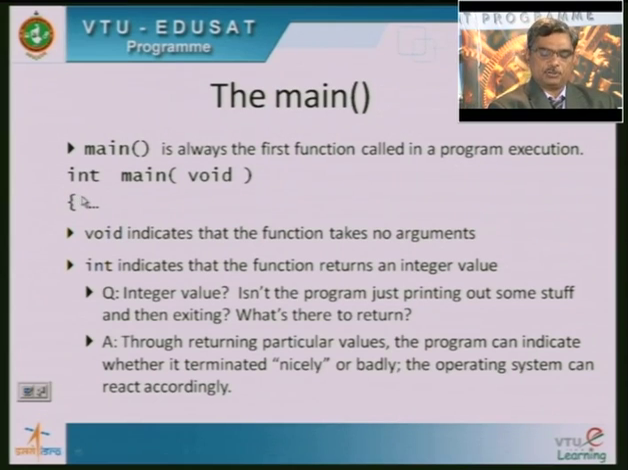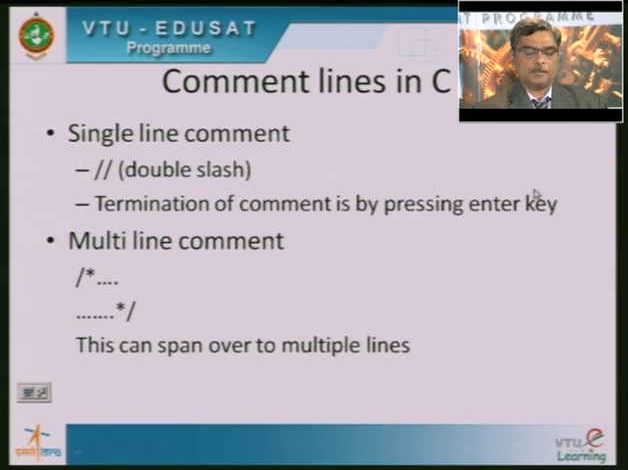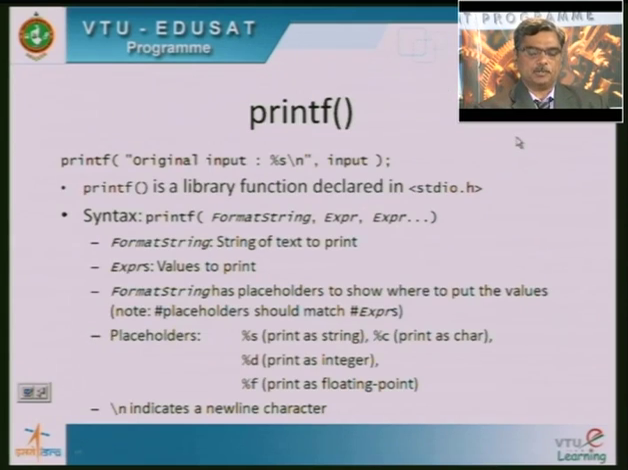That is, int refers to your main program returning an integer value. If you are not returning any value, then you use the keyword void. This is how you understood the main program. And the comment lines: any line which starts with double slashes is usually called a comment line. If you want multiple lines to be comments, then you use slash star, ending with star slash. All these lines will be taken as a comment. This is what we observed.